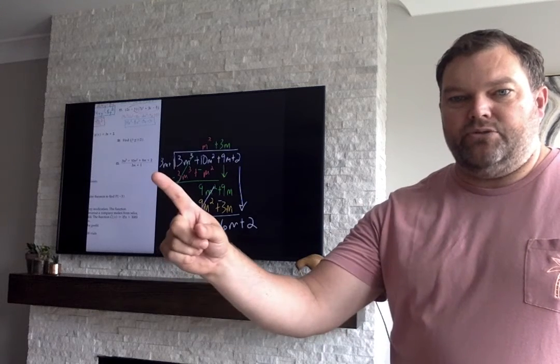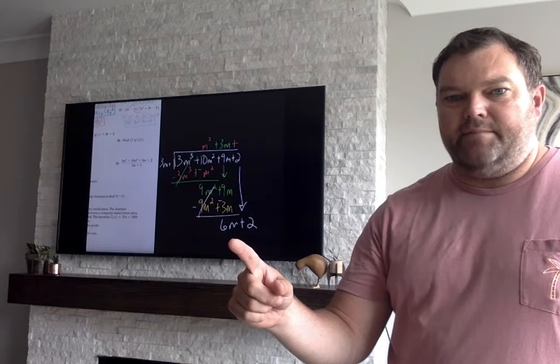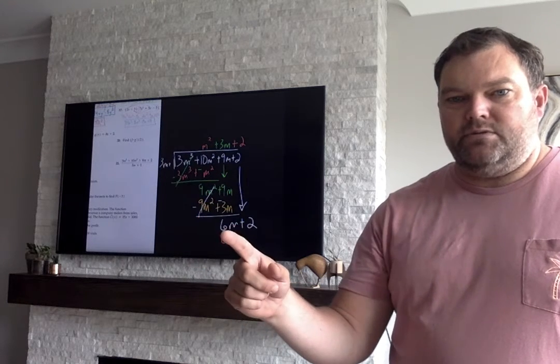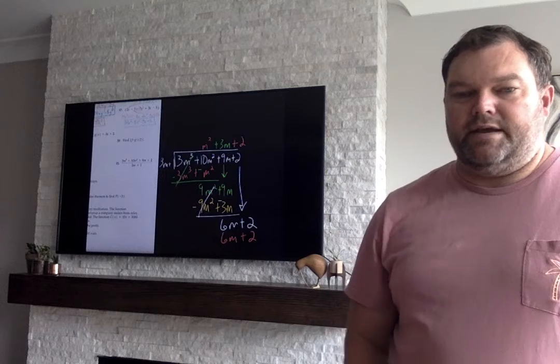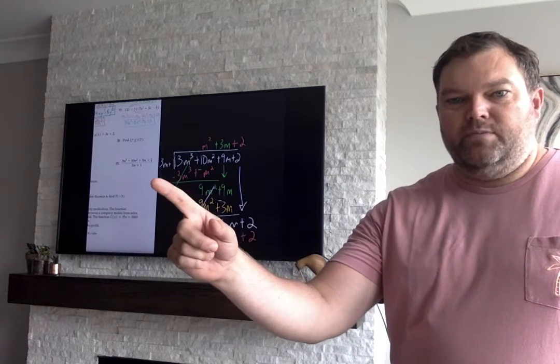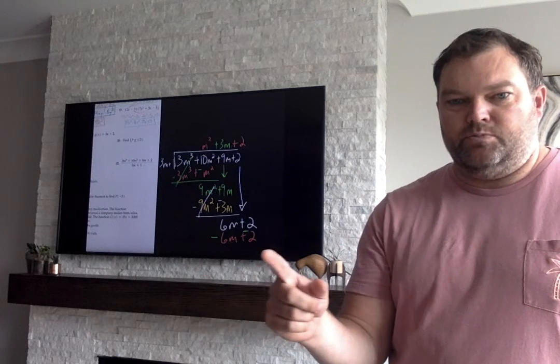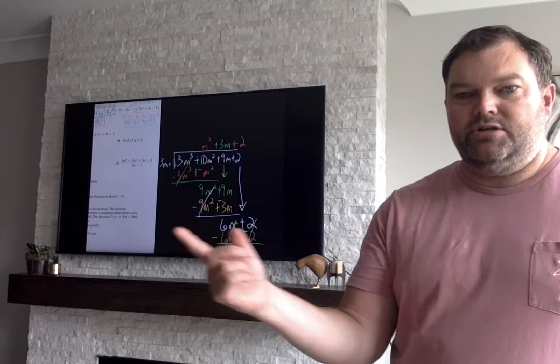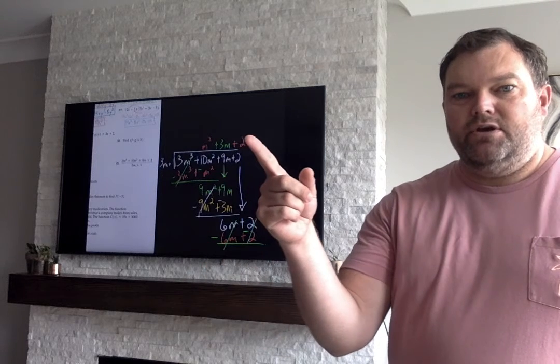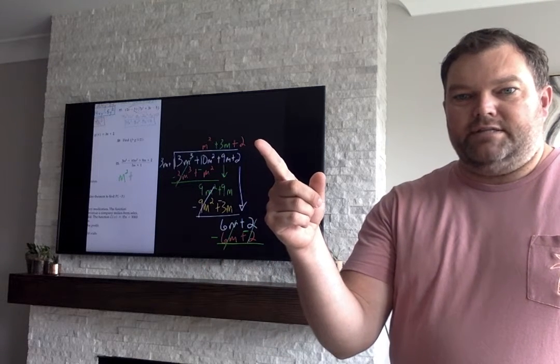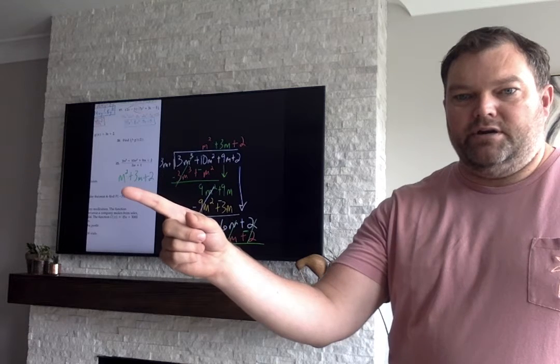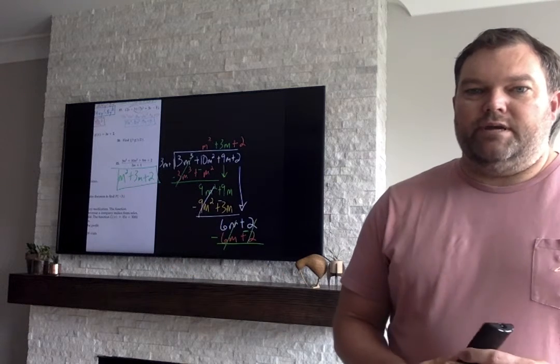And now I need to make 3m turn into 6m. So 3 times 2 is 6m. Now multiply that 2 by the entire front. Subtract what you get from the multiplication. Everything cancels, which means your answer here at the top, I'm rewriting over here, the answer is m squared plus 3m plus 2.